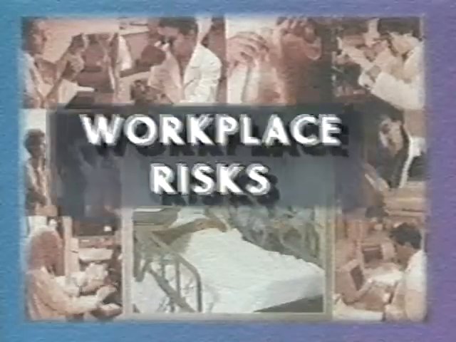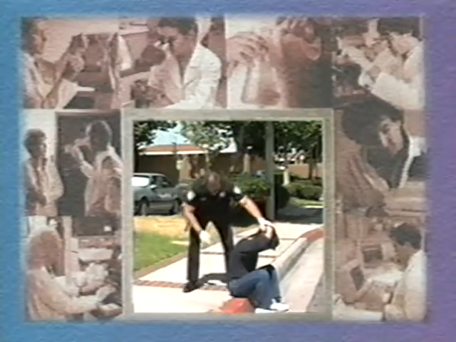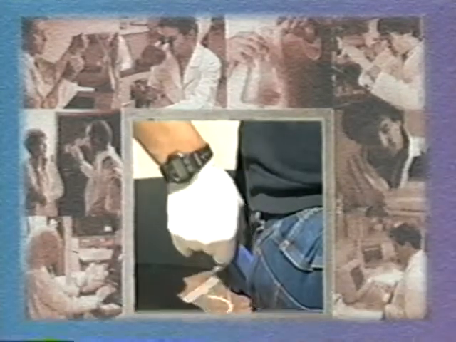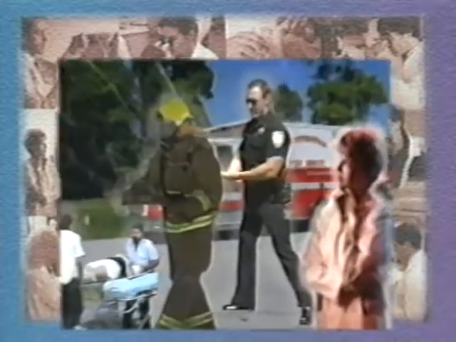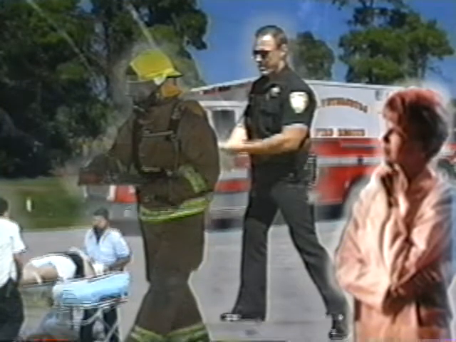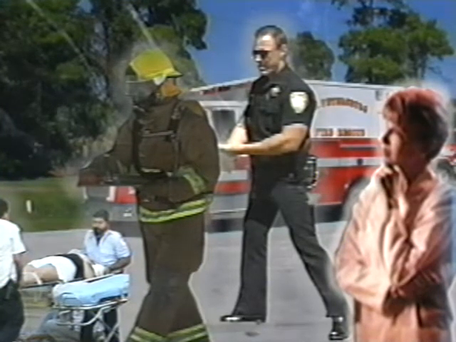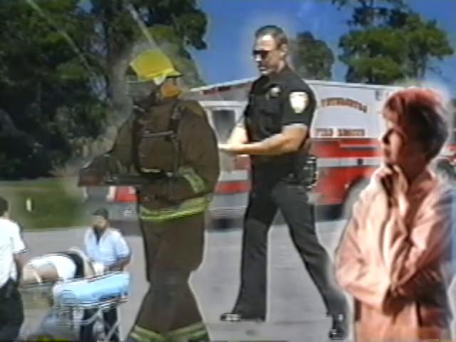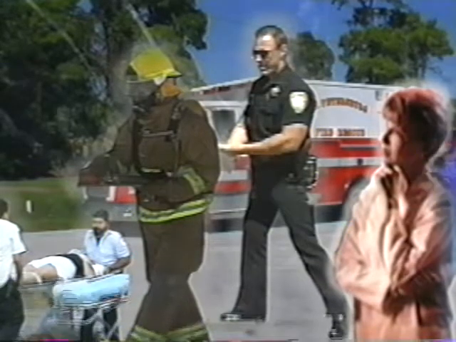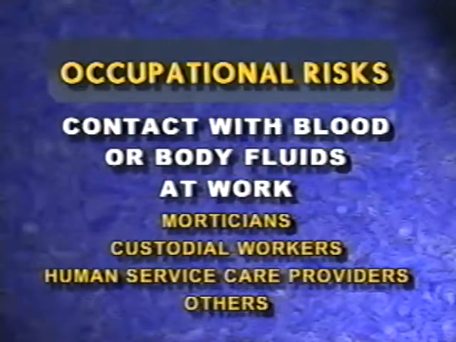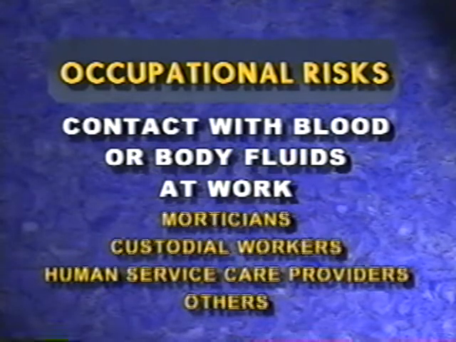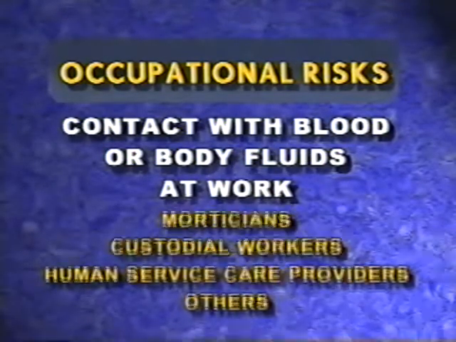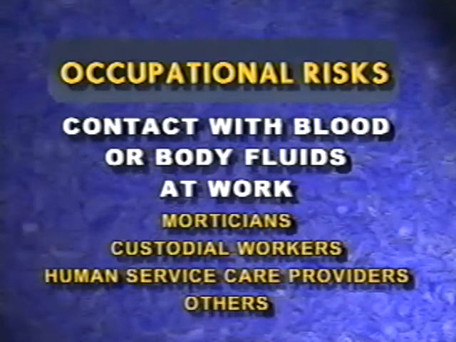Workplace risks. Certainly, your employer must determine which jobs are at risk. The employer must advise those employees of the exposure risks and the measures to take to reduce such exposure. Occupational risks include professionals in the healthcare industry, first responders such as fire, police, and emergency medical technicians who give first aid, medical attention, or through other exposures. An occupational risk includes coming into contact with blood or body fluids at work. This could include morticians, custodial workers, and human service care providers.